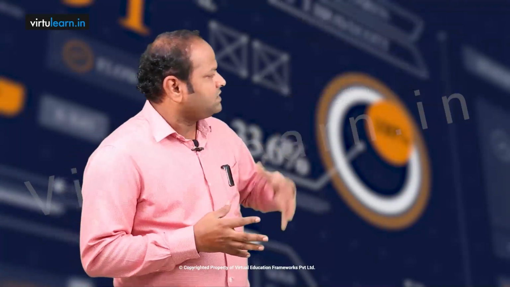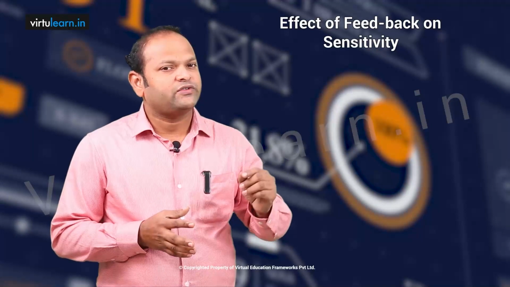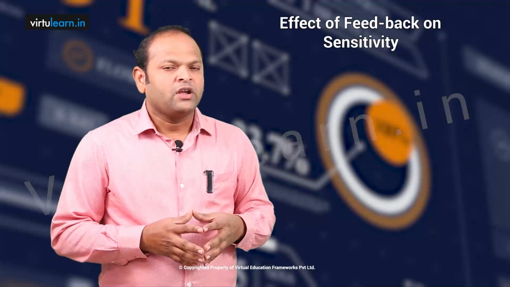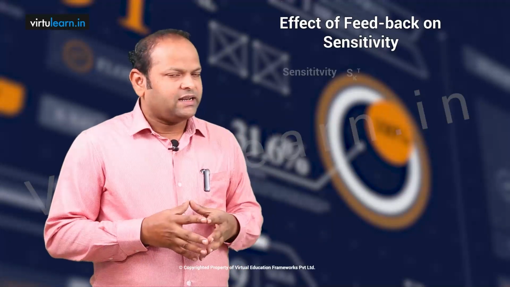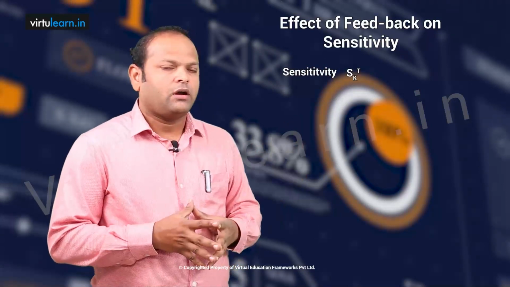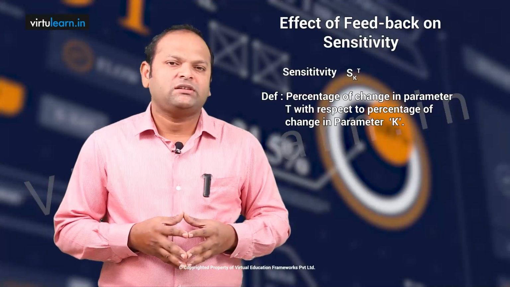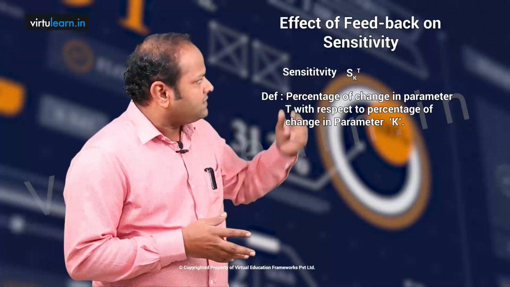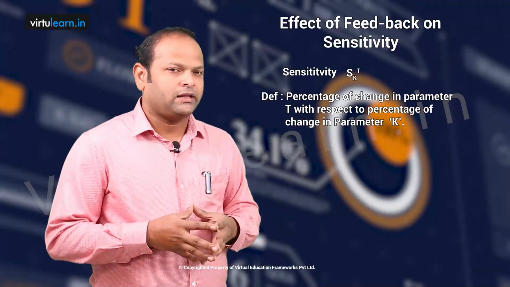Now, the next is the effect of feedback on the sensitivity of the system. As we know, sensitivity is a very important parameter when you are designing or analyzing a control system. In general, the sensitivity we write as S_K^T. And how do we define S_K^T? It is defined as the percentage change in parameter T due to the percentage change in parameter K. Let us say T is my closed loop transfer function and K is one of the parameters in that particular transfer function.